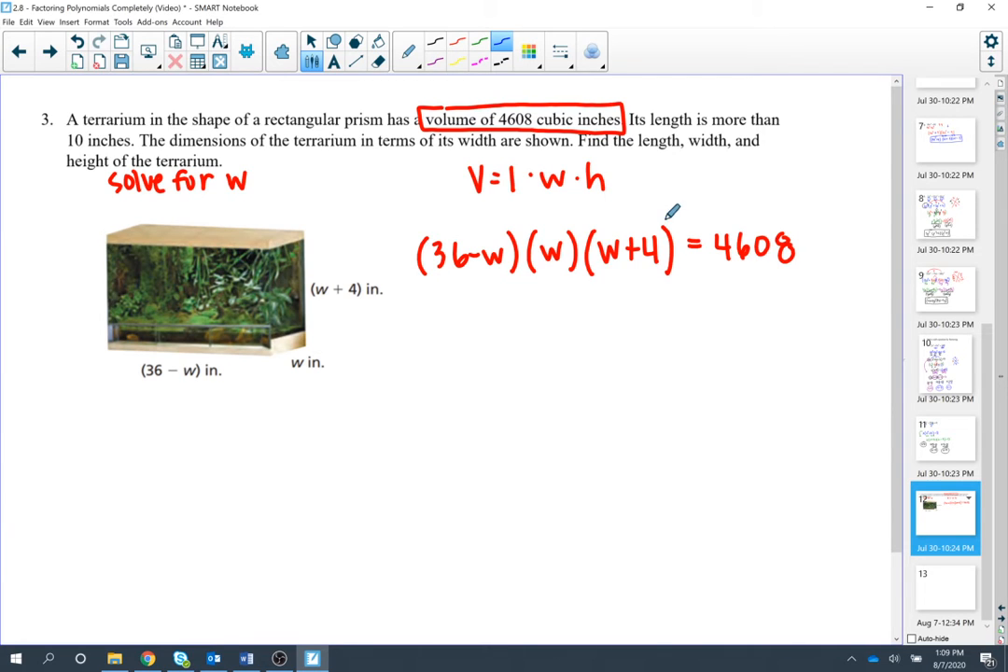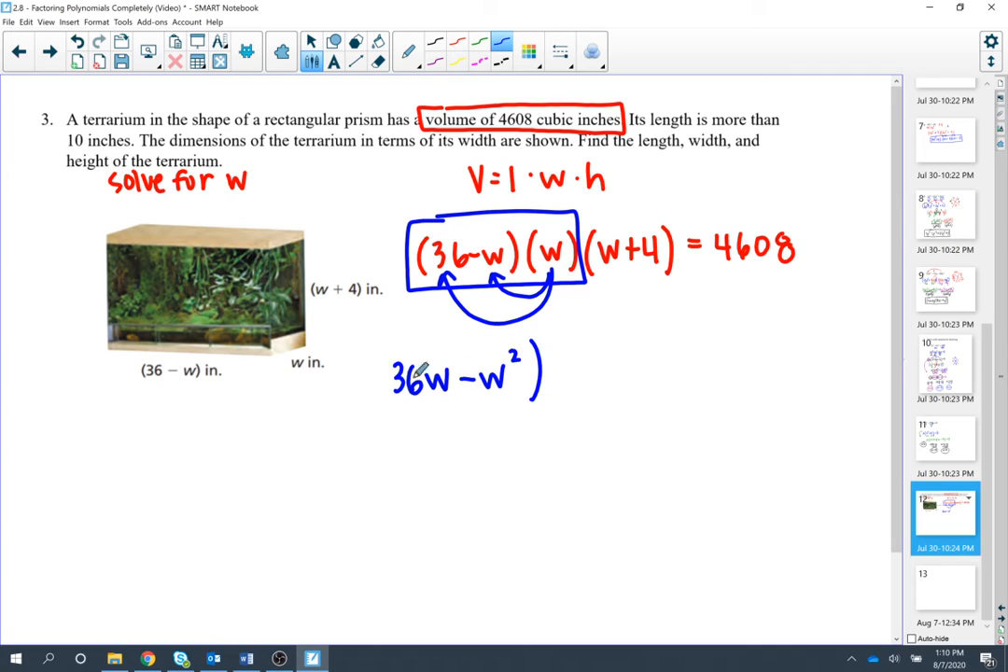Multiplying this out, 2 at a time, people. You cannot do all 3 at a time. So I'm just going to pick the first 2, and I'm going to multiply. So if I just have a W, we're going to distribute. So this is going to give me 36W minus W squared. Put that back in parentheses, drop down your W plus 4 equals 4608.